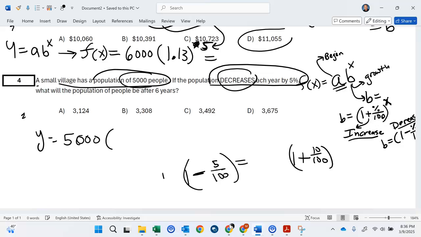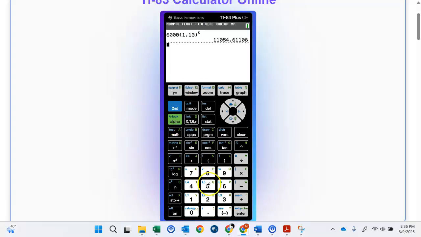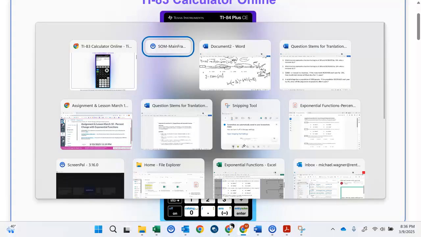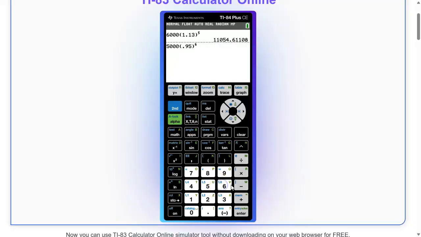Okay, so that's going to be our growth. That's going to be our B, right? So if you do that on your calculator, you would get 0.95, okay? 0.95 to the power of what? It's going to do 6 years. Okay, so we go to our calculator, we do that. Go 5,000, parenthesis, 0.95, parenthesis, to the power of, how many years was it? 6 years, okay, it was 6 years, power of 6, enter, and I get 3675.